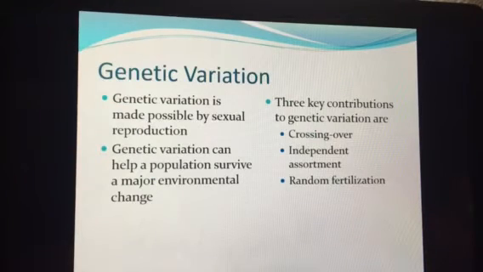So now we're going on to genetic variation. This is a part that I really do want to talk about. There's 4 key concepts that contribute to genetic variation. It's crossing over, independent assortment, and random fertilization. These are 3 major things that make sure that we have genetically diverse populations. Without these 3 contributors, we would have a lot of people looking exactly the same, which means our species might not survive.